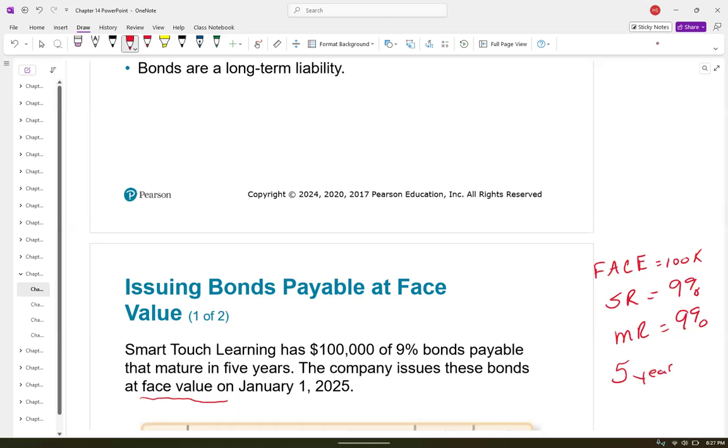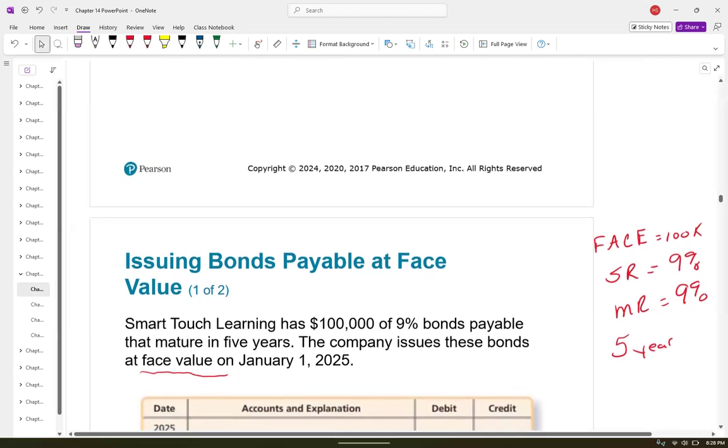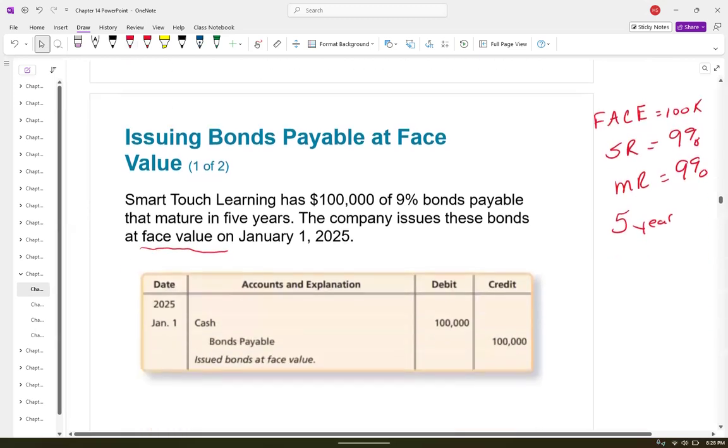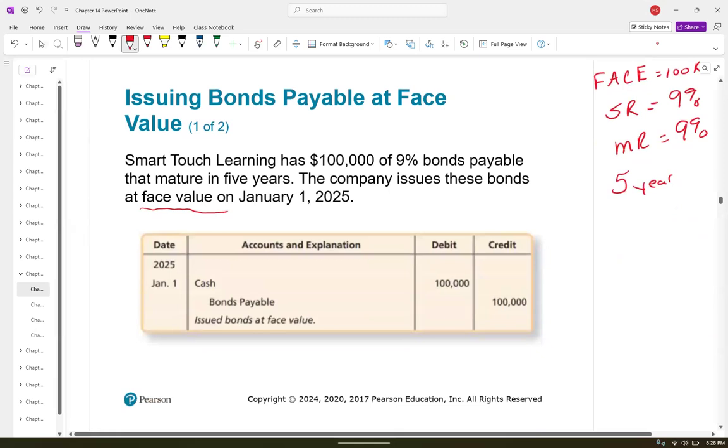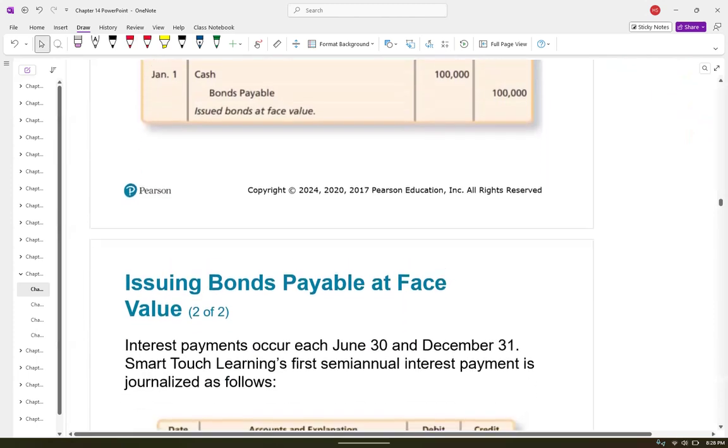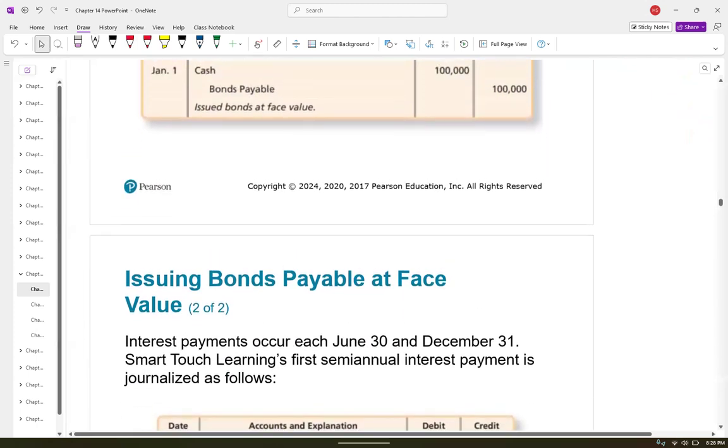and they pay interest. They did not tell us how often they pay interest. That's fine. Maybe they'll tell us in the next one. All right, so all we're going to do here is debit cash and credit bonds payable for 100,000. At face, there's no other accounts. We are going to get $100,000, and at the end of 5 years and our interest payments, we're going to pay back $100,000.